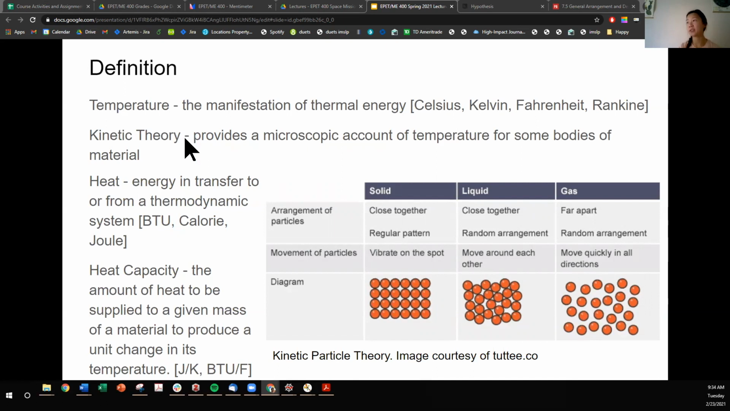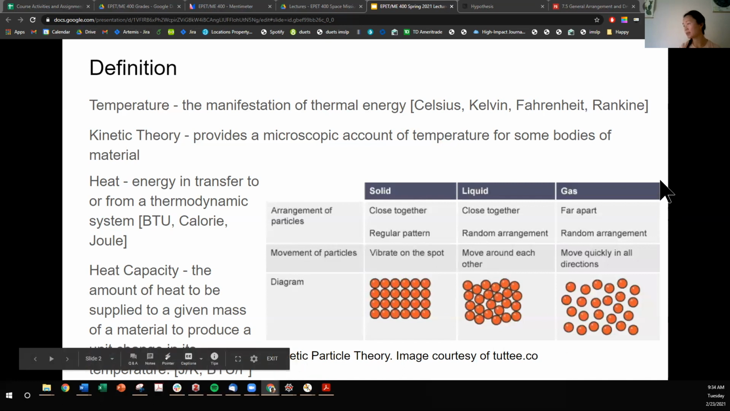theory, which provides a microscopic account of temperature for some bodies of material. It's based on macroscopic systems being composed of many microscopic particles, such as molecules and ions of various species, the particles of a species being all alike. So you can see here the distinction of different phases of material.